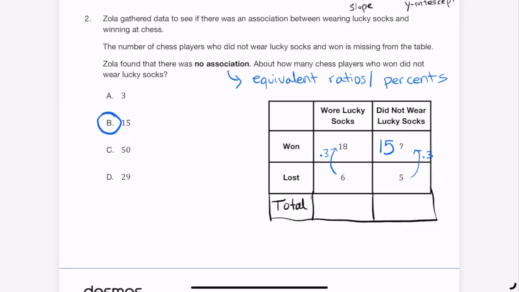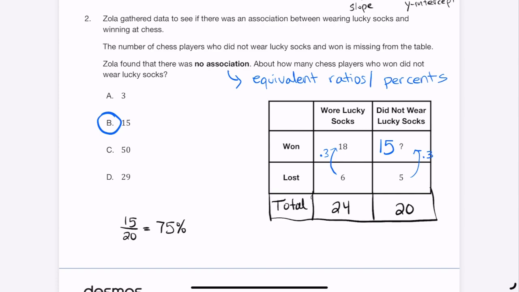The fastest way to figure this out is this equivalent ratios idea. But then we can check our work by thinking about the totals. So based on this, there's 15 as our answer. There's 20 people total who did not wear lucky socks, and there's 24 people who did wear lucky socks. And we can calculate that 15 out of the 20 who did not wear lucky socks won. That's going to be 75% if we do 15 divided by 20 in a calculator.